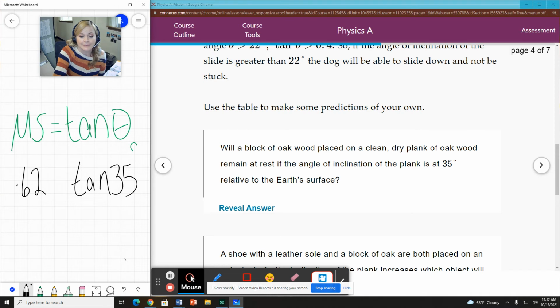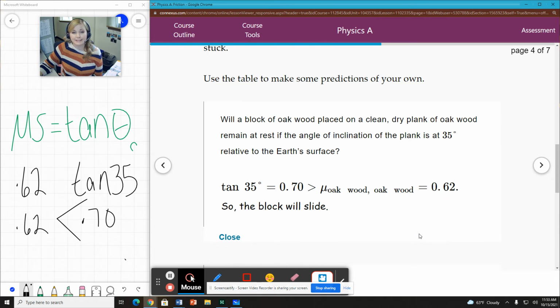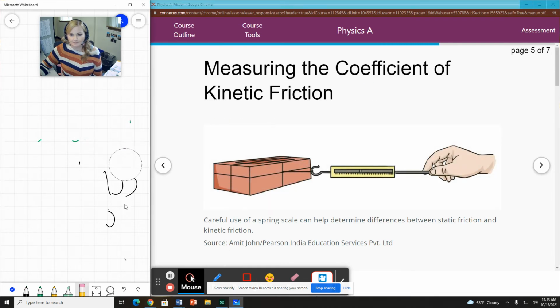So when I do the math, the tangent of 35 is 0.70. That is greater than the static friction coefficient. Since it's greater than that, I know that in this tug of war, that X component of gravity is going to win and the block is going to slide down. If 0.62 had been greater than the critical angle tangent, then it would not slide down, it would stay still. Okay? So then our next section deals with kinetic friction and how we determine static friction.